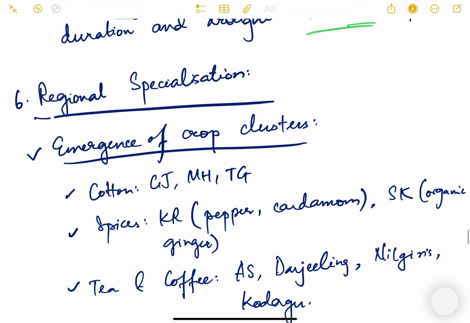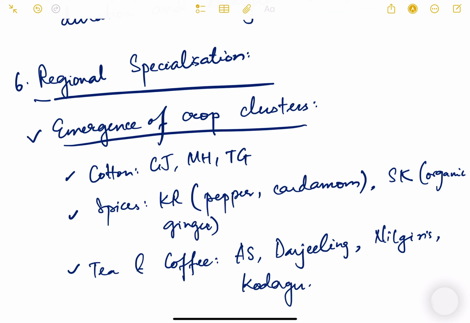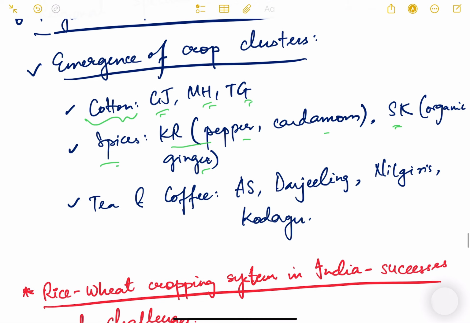Then regional specialization, so emergence of crop clusters. For example, cotton proliferated or grew tremendously in Gujarat, Maharashtra, Telangana. Spices in Kerala, pepper, cardamom, Sikkim, organic ginger. Then tea and coffee in Assam, Darjeeling, Nilgiris, Kodagu.